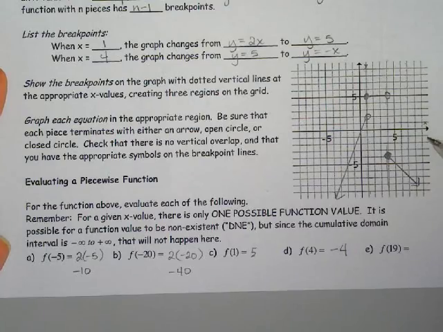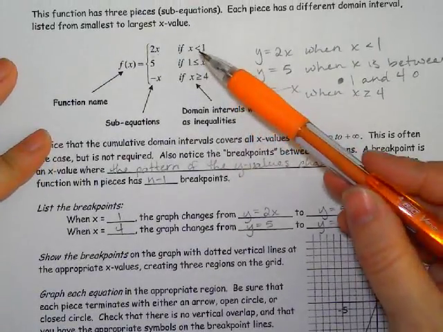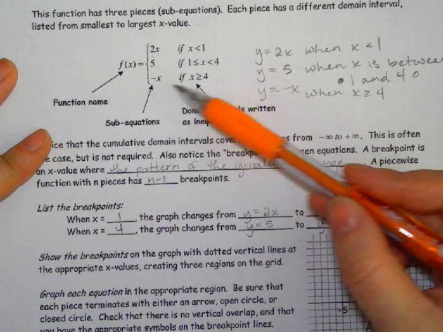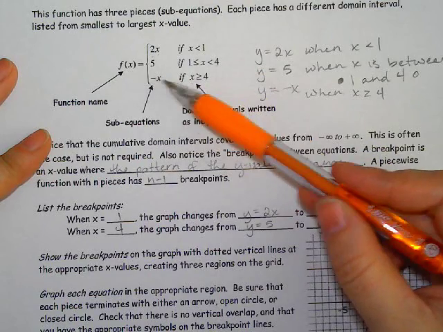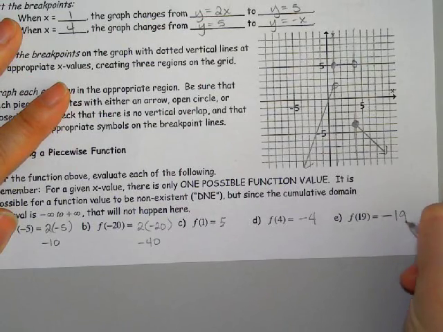For 19, we can't see that on the graph, so we have to look at what piece of our function this applies to. So x is greater than or equal to 4 for that third piece. So I'm going to plug in 19 for x. So that means that my f of 19 is going to be negative 19.